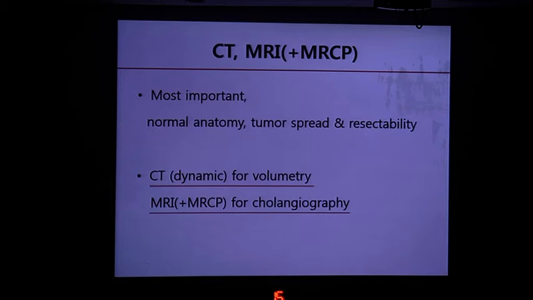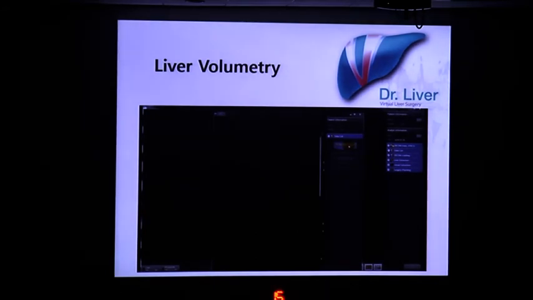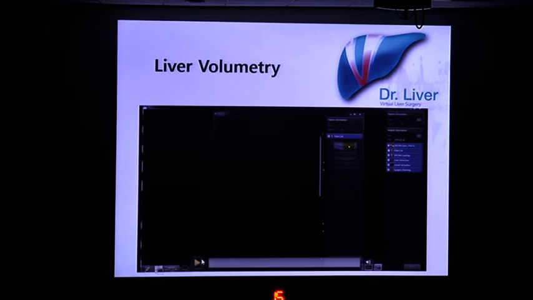So for CT and MRI, it's most important to assess normal anatomy, tumor spread, and resectability. CT is especially valuable for volumetry, which is essential for surgery for cholangiocarcinoma, and MRI for cholangiography. I'd like to introduce our liver volumetry program. The name is Dr. Liver, which was invented in my institute with help from other institutes. We adopted it from last year.